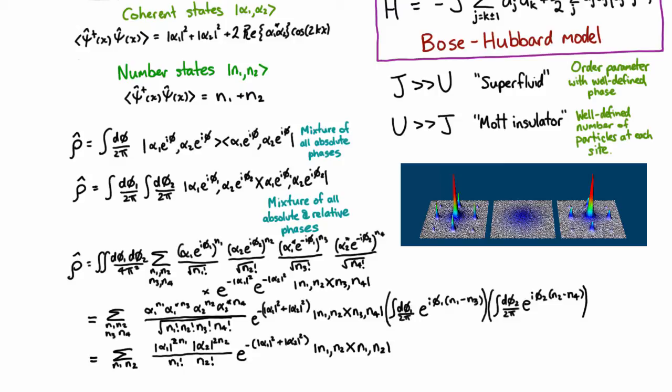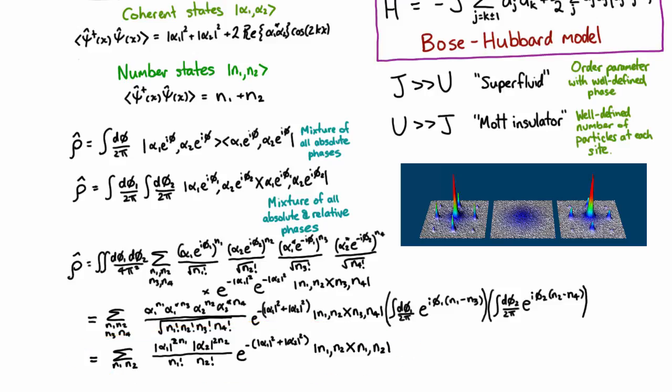And therein lies the surprising result. This is just some function of n1 and n2. And what we have here are no off-diagonal terms. So in other words, this is a mixture of number states. This distribution here is called a Poissonian distribution. But the key fact here is that this mixture of coherent states with unknown phase is precisely the same thing as a mixture of number states with unknown number.